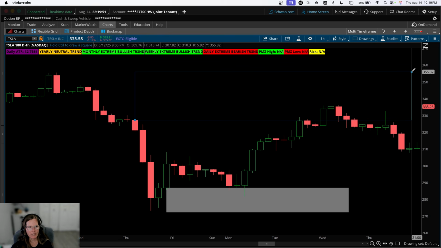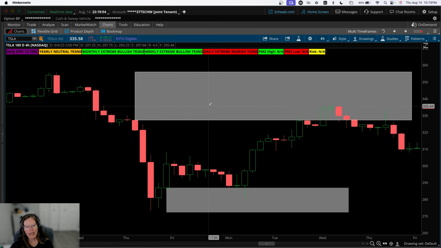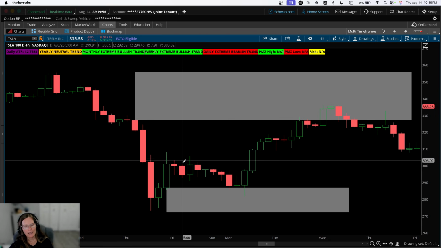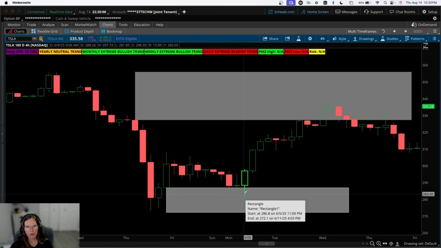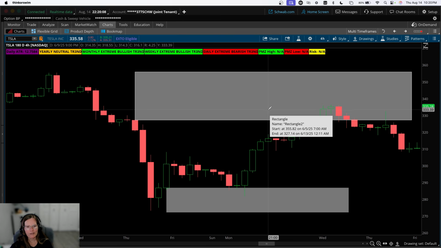All right, I'm going to go ahead and draw that there. And as you can see, I said that for my buy zone, I would wait for price to pull back to this zone. Then I'm looking to go long and my target is up here.